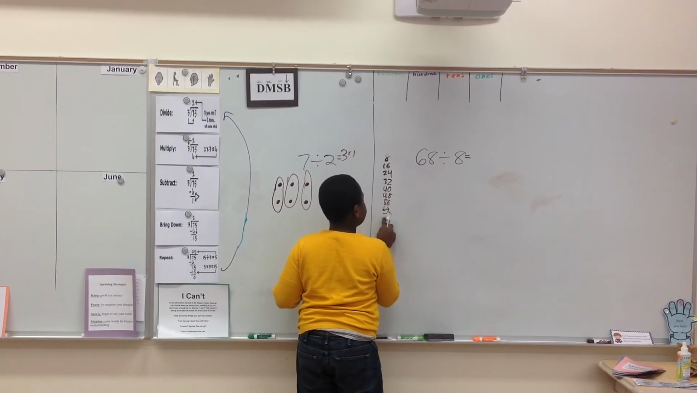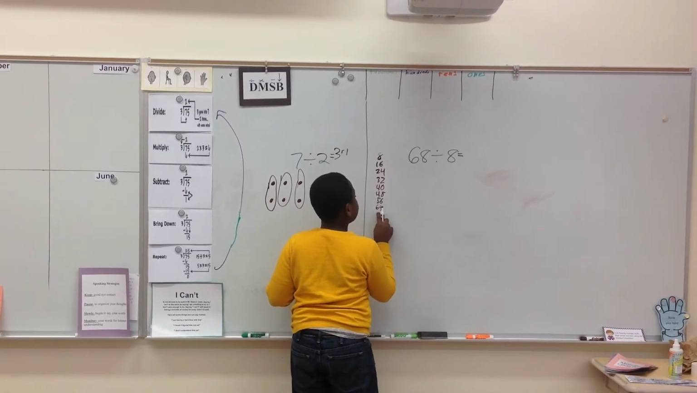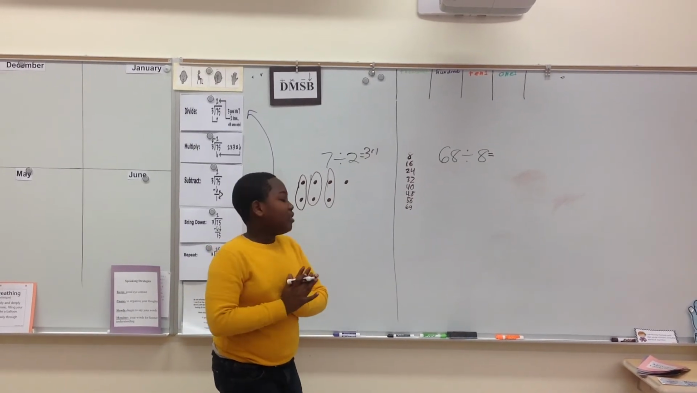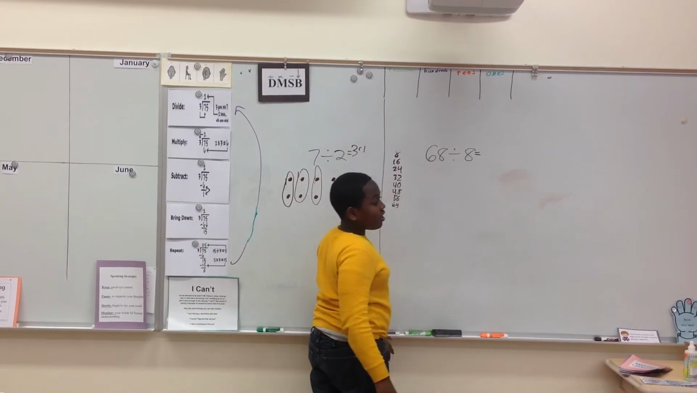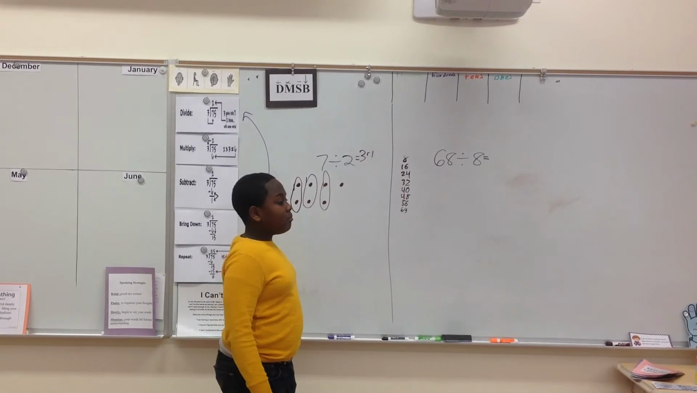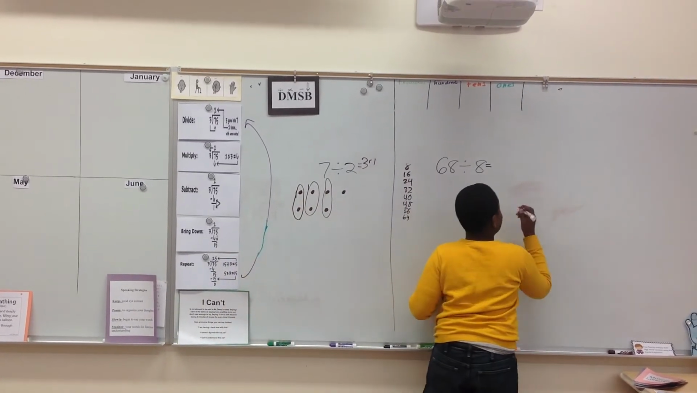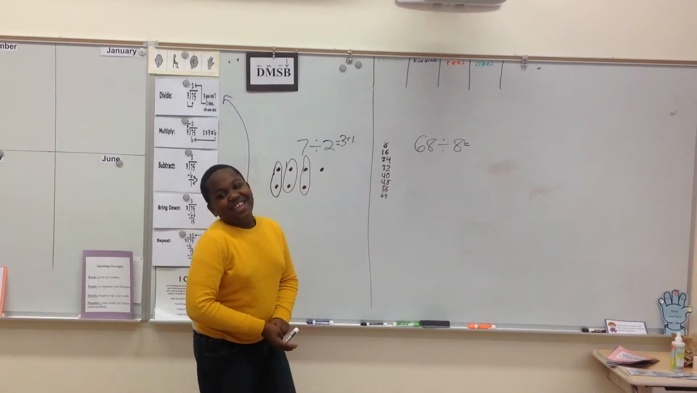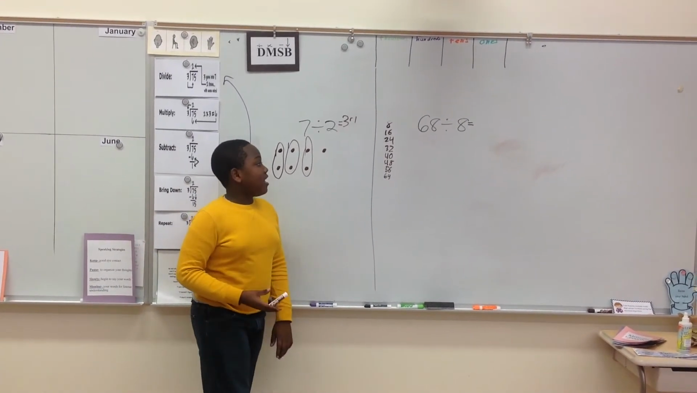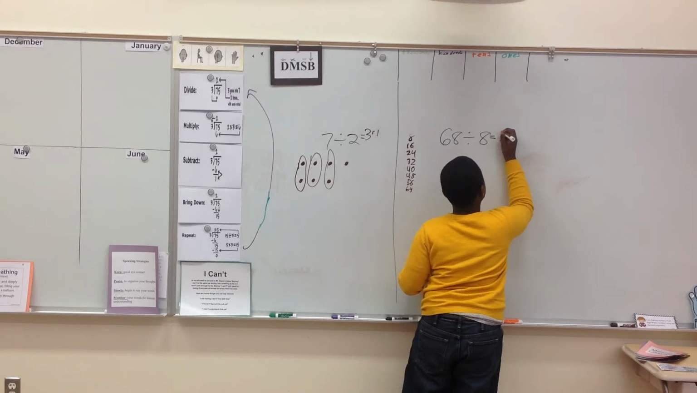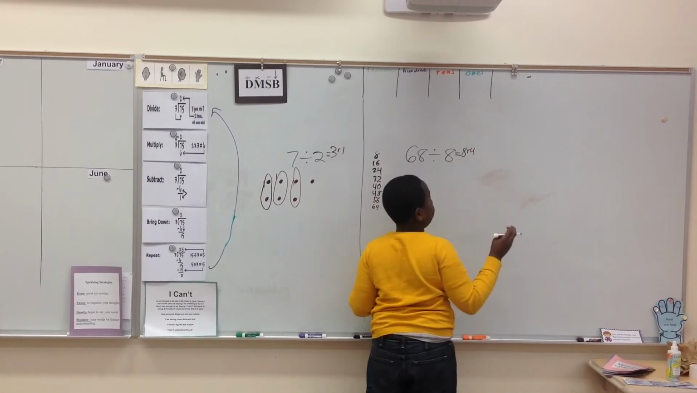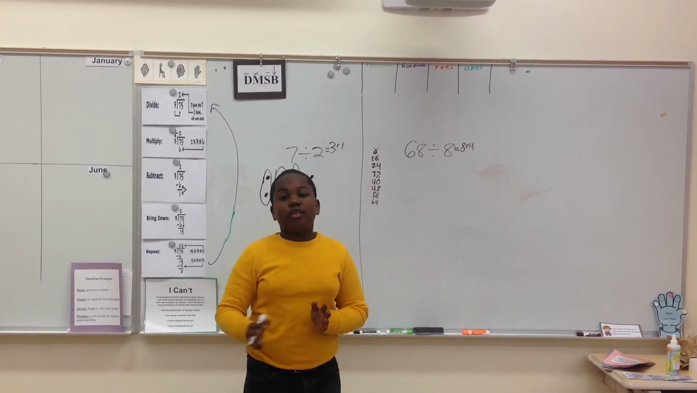So wait, but we didn't get 68. What are we going to do? We have to count 4 more to reach 68. Oh, because 64 plus 4 is what? 64 plus 4? That's 68. I didn't even need to do the math. Oh, okay. So what was your final answer going to be? So my answer is 8. And my remainder, it's 4. Because I counted 4 times to reach 68.